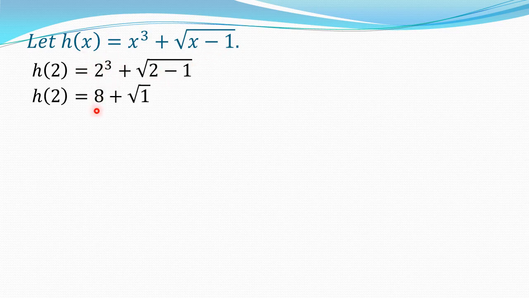evaluating 2 to the 3 is just 8. 2 minus 1 is just 1. So 8 plus square root of 1 is just 9, right? That's easy. How about the domain and the range?